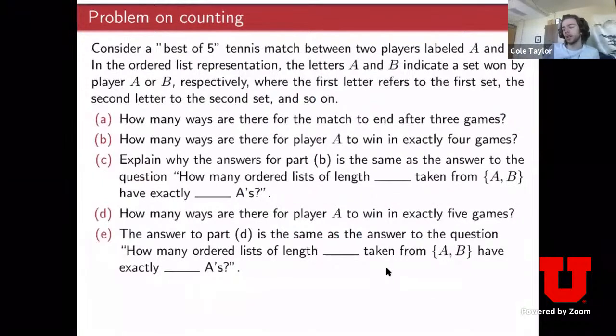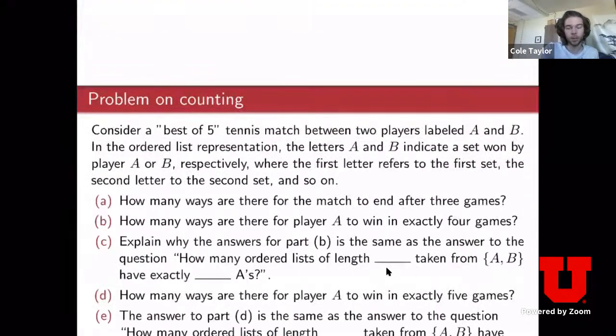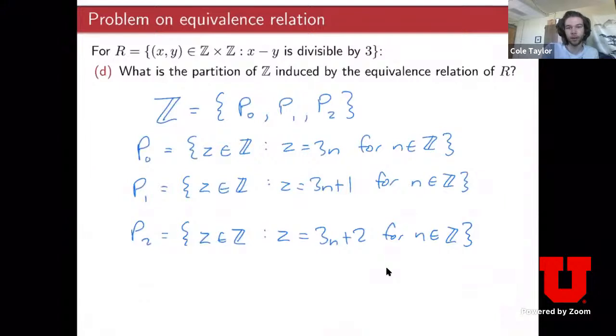Sorry, I had one question. This is probably just that I'm tired, but if you go back to the previous problem, wouldn't it be a valid partition to have just the numbers that are divisible by 3 and then the numbers that aren't divisible by 3? Like, how do you conclude that there's 3 of them?